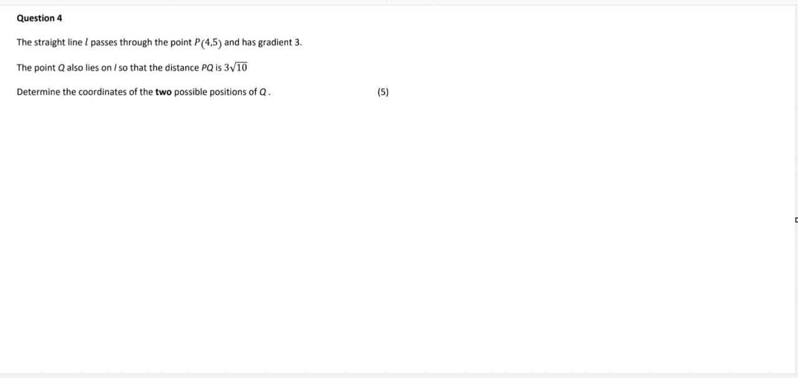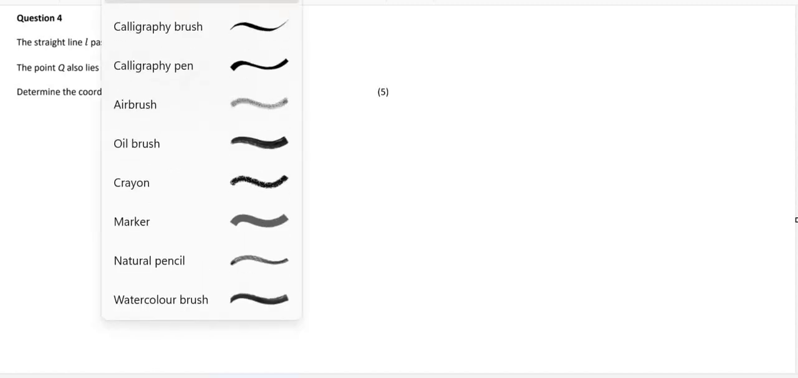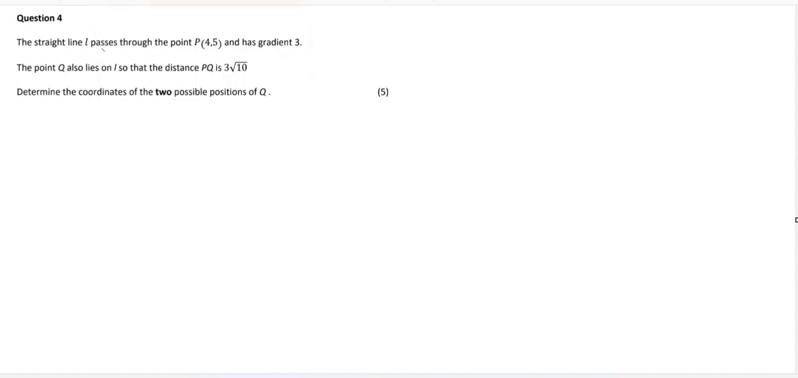Okay, here's another question that has a linear equation and it wants a length. The straight line L passes through this point and has a gradient of 3. The point Q also lies on L, so the distance between P and Q is 3 root 10. We have to work out two possible places for Q.